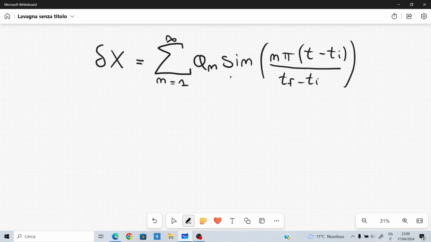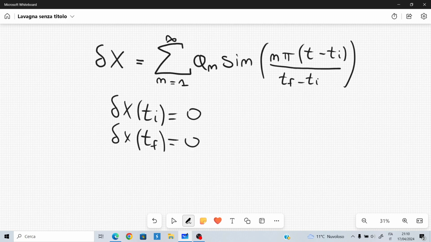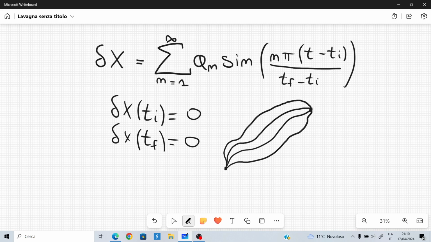Well, one easy way to see that is that delta x evaluated at t equal to Ti should be equal to 0, and also delta x of Tf should be equal to 0. Why is that? Well, because when we perturb the classical trajectory, we keep the endpoints fixed, and basically we are considering curves that are something like this. So we keep the endpoints fixed, and this is what you do basically when you consider also the path integral.